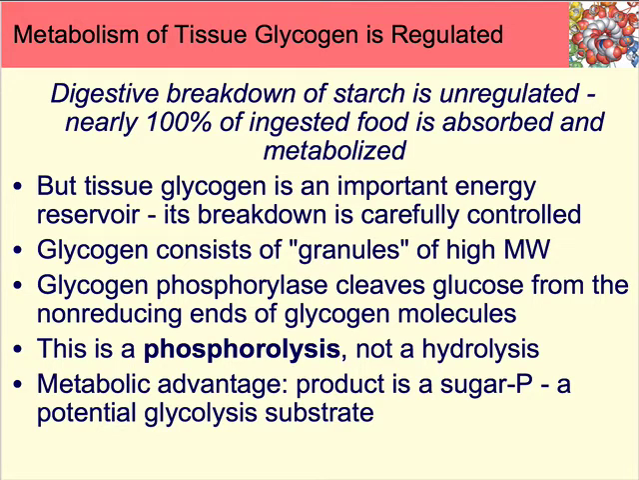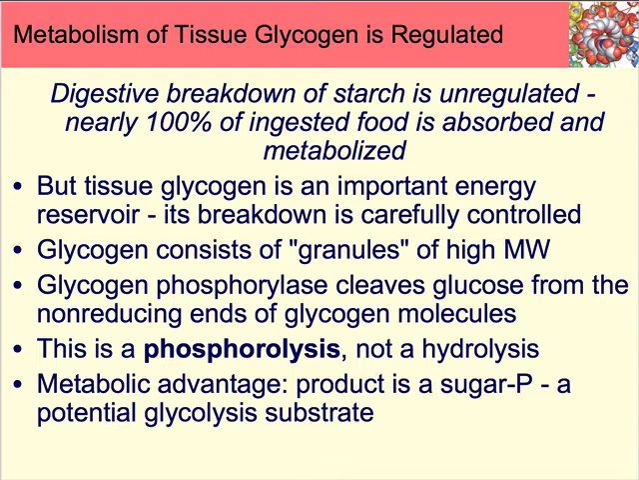It's important to note that metabolism of tissue glycogen is very strongly regulated. Digestive breakdown of starch is unregulated. Nearly 100% of ingested food is absorbed and metabolized in humans. But tissue glycogen is an important energy reservoir, so its breakdown is very carefully controlled.